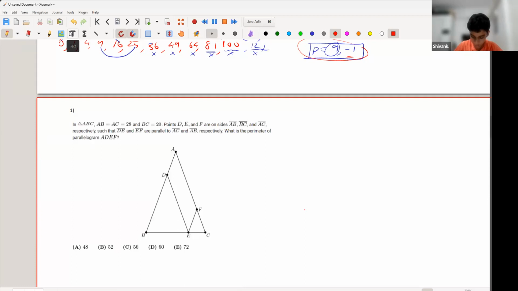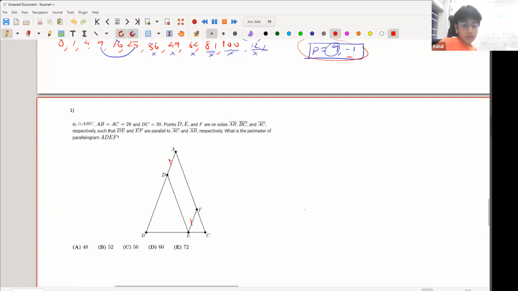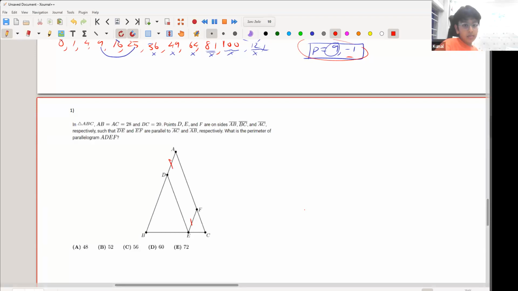Yeah, so I got 56 for the first one. Okay. Kunal, did you attempt? I also got 56. Okay, Kunal, can you explain how you got 56 on this? Okay, so the figure is ADEF, right? ADEF is a parallelogram because it's given.